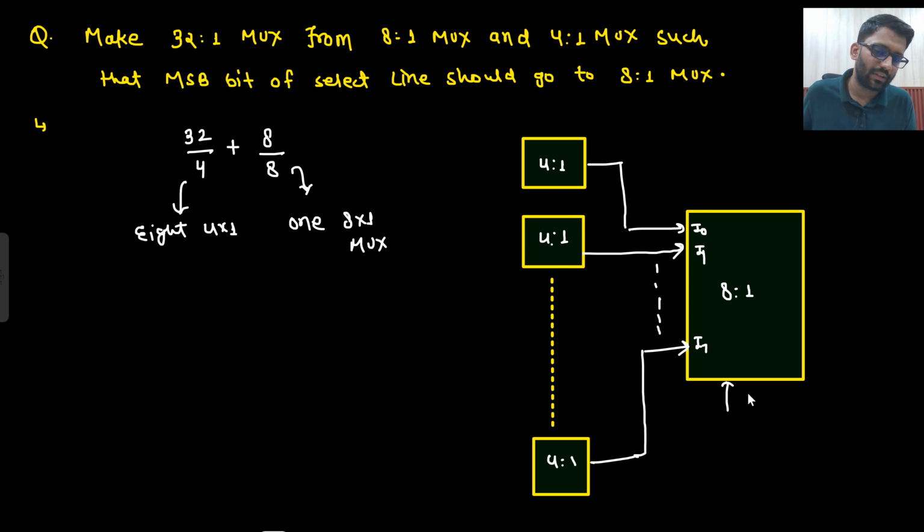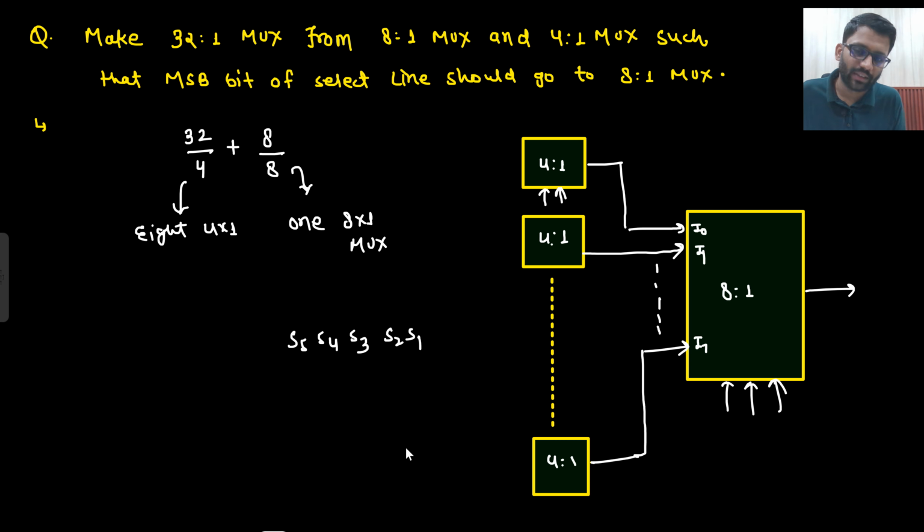Now these will have 3 select lines, and these will have 2 select lines. Now what all select lines will be there? S5, S4, S3, S2, and S1. So these 3, maximum 1 will be fed to this S5, S4, S3. And what about these 2? S2, S1. Shall we take any random example? Yes, we can take any random example. 1, 0, 1, 1, 0.